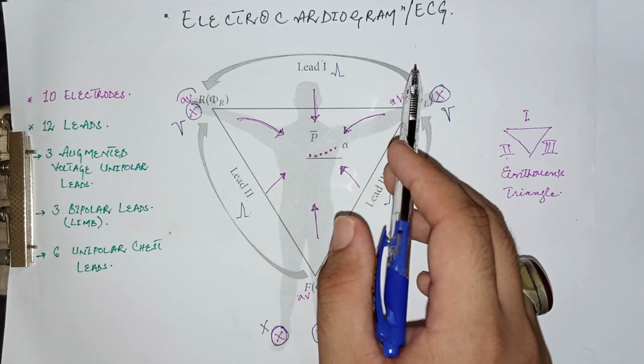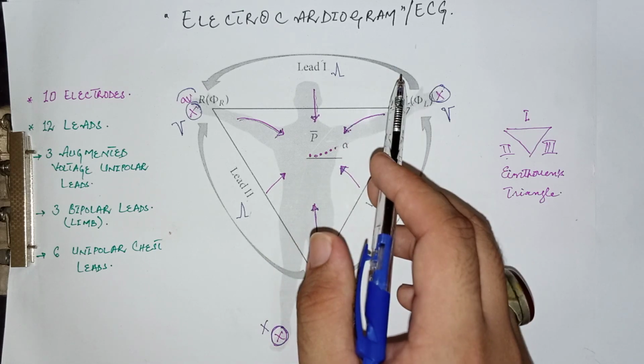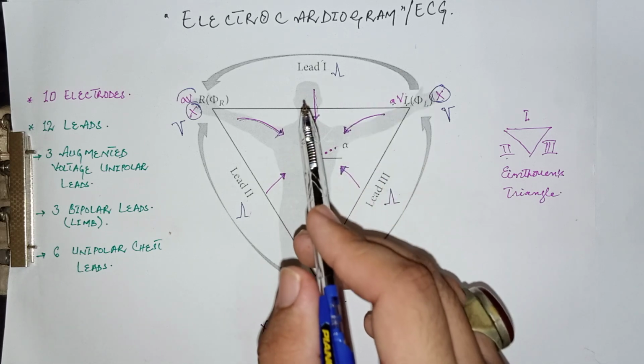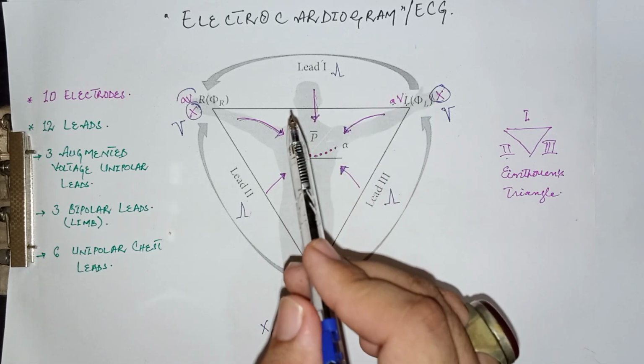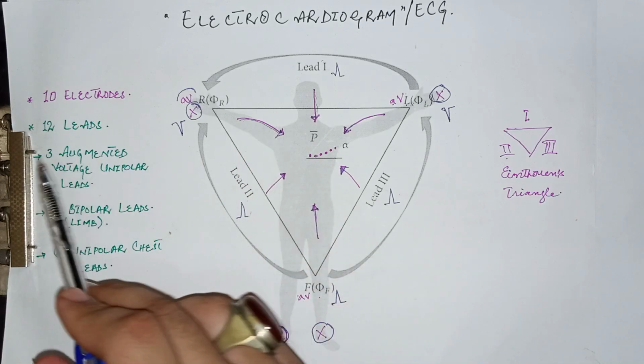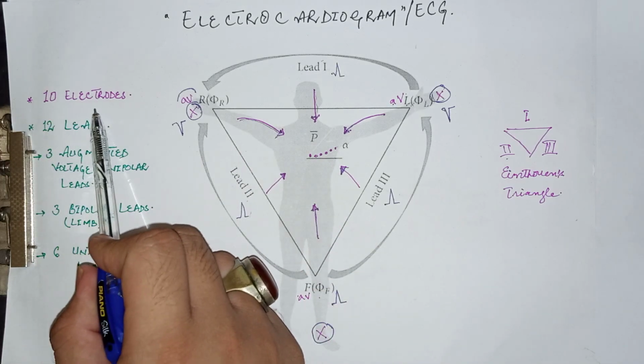So what is ECG? It is the graphical representation of electrical activity of the heart. There are basically 12 leads in the ECG which show the electrical activity of the heart from 12 different angles. But for the 12 ECG leads, there are a total of 10 electrodes.